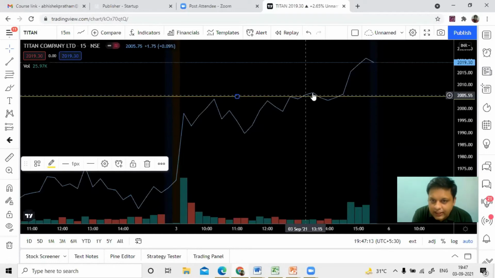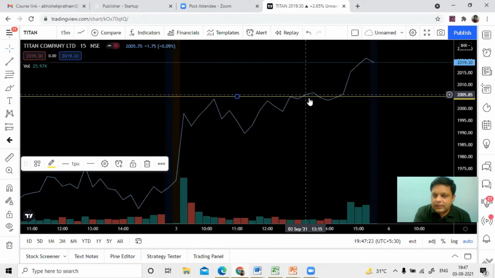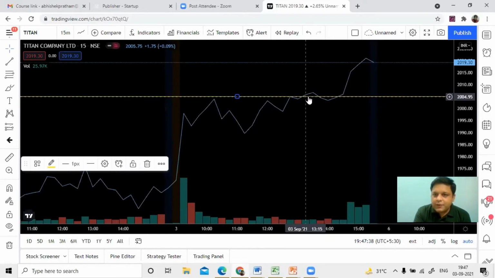Now guys, can you see it gave us a breakout here? The prices went a little bit up. The yellow line, can you see this particular stock going above the yellow line?